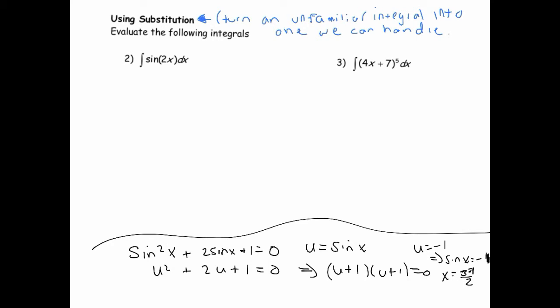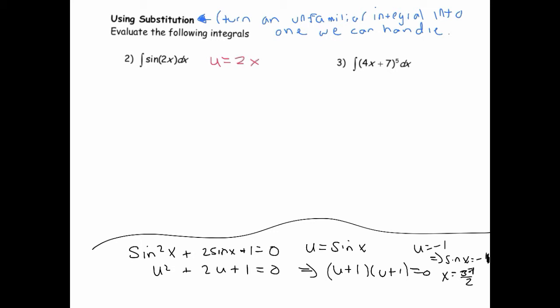So the first few examples I'm going to do don't necessarily require substitution, but they're good places to start just so you can see how the method works. So let's say you're doing the indefinite integral of sine of 2x. You don't know off the top of your head the antiderivative of sine of 2x, or that 2x is just bothering you. What you can do is replace that 2x with a variable u. So I'm going to say let u be 2x.